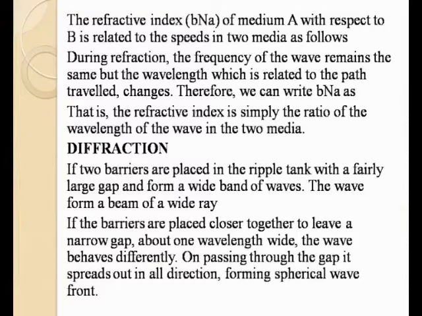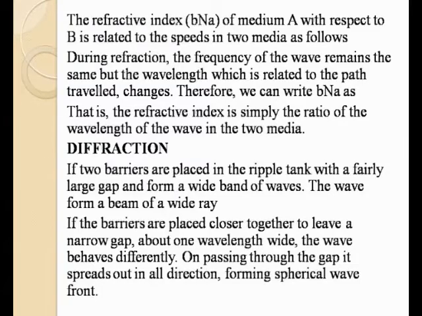For our diffraction, if two barriers are placed in a ripple tank with a fairly large gap, the wide band of wave forms a beam at the wide gap. Now if the barriers are placed closer together to leave a narrow gap about one wavelength wide, the wave becomes different. You understand? On passing through that gap, it spreads out in all directions, forming a spherical wave.